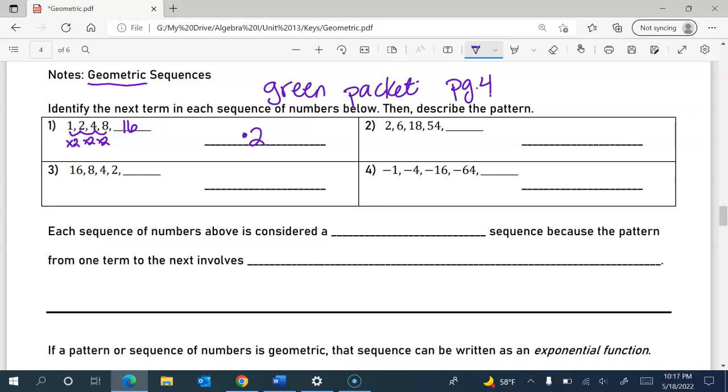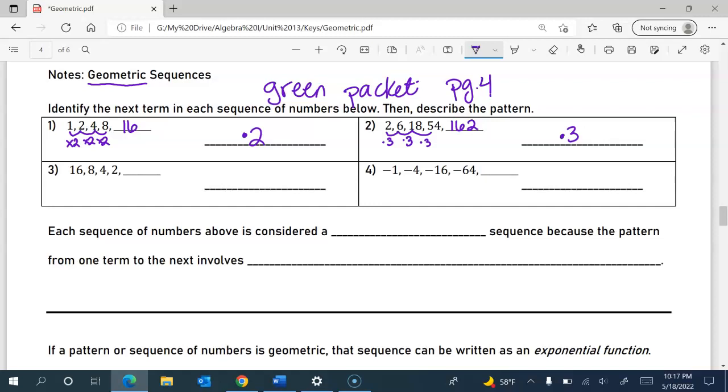If you move on to number 2, we need to figure out what we are multiplying by every time. So 2 times what gets me 6? The answer is 3, right? 6 times 3 gets me 18. 18 times 3 gets me 54. And 54 times 3, if you have a calculator handy, is going to be 162. And over here we can just write times 3, right?